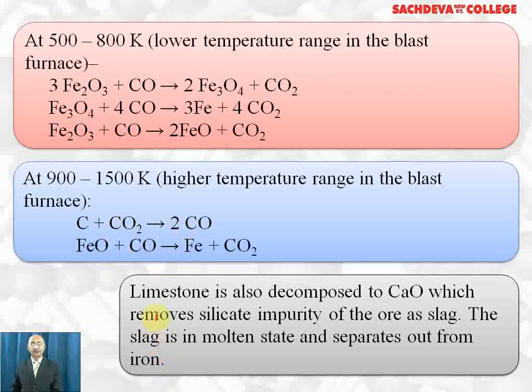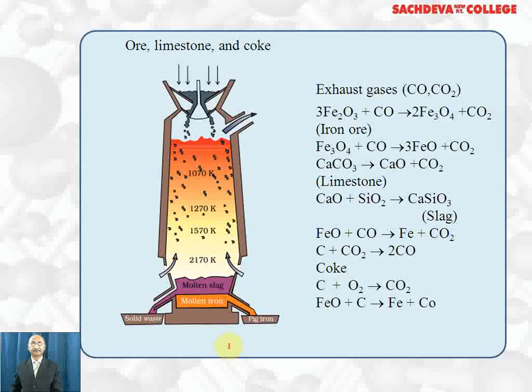Limestone is decomposed to form calcium oxide plus carbon dioxide. Limestone gives calcium oxide, which acts as a flux, and it removes silica as an impurity in the form of calcium silicate, which is removed as slag. Slag formed is in molten state and is lighter than iron, so it prevents the oxidation of iron and can be easily separated from the molten iron.